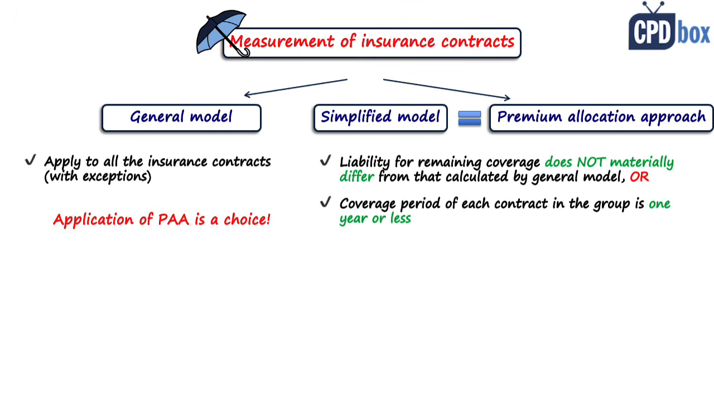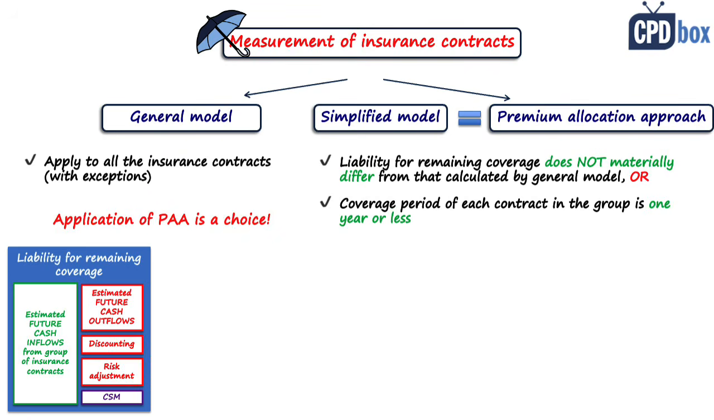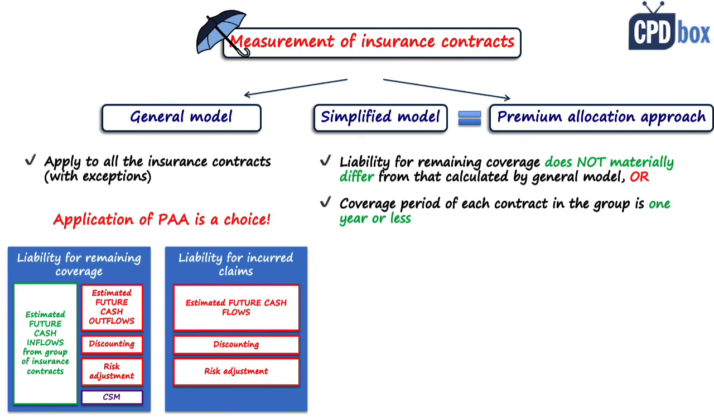Application of the premium allocation approach is a choice. This is not mandatory, but normally it's quite beneficial to apply it because it's easier than the general model. Let me illustrate a bit. So under the general model, you measure the insurance contract liability as the sum of the liability for the remaining coverage, that's the reference to the future, plus the liability for incurred claims. And as you can see, we have all these building blocks here that we have learned about already.